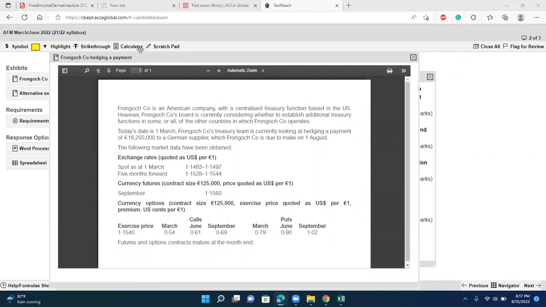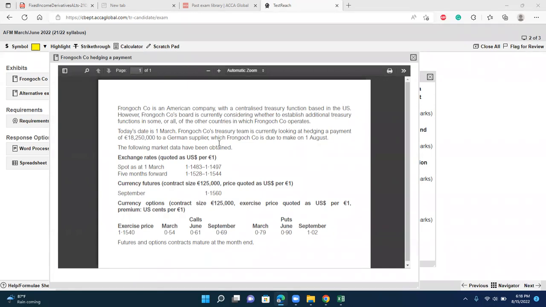Okay. F company is an American company with a centralized treasury function based in US. However, the company board is currently considering whether to establish additional treasury functions in some or all of the other countries in which F company operates. So previously they were operating with a central treasury. Central treasury means all the functions and decisions are taken by one department sitting in the head office. Now they are thinking to establish other local treasuries in which local staff will decide some of the decisions.